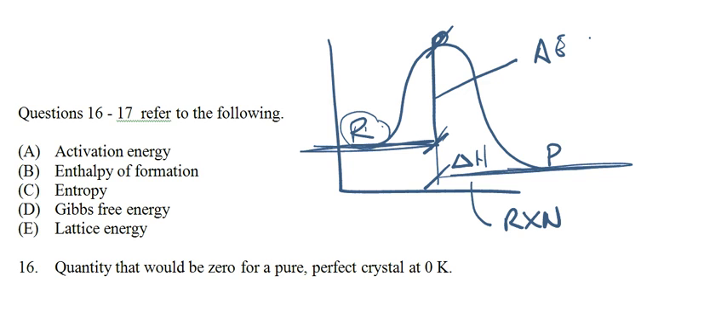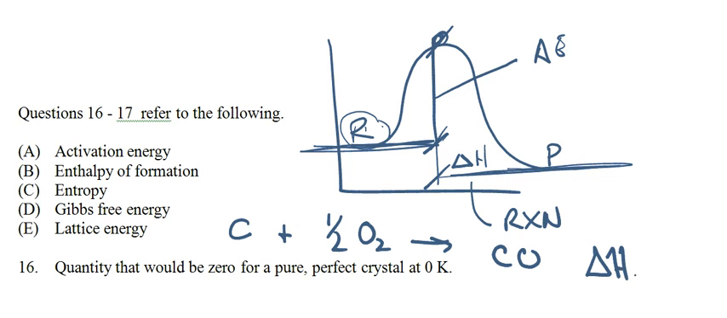Enthalpy of formation deals with calculation to determine if I'm going to take carbon atoms plus 1/2 of an oxygen atom to form carbon monoxide. I would get values for that to determine what the delta H for my formation of that compound is. Entropy, obviously that's randomness, disorder. Gibbs free energy deals with whether something's spontaneous or not, and lattice energy is the amount of energy to keep a solid together.